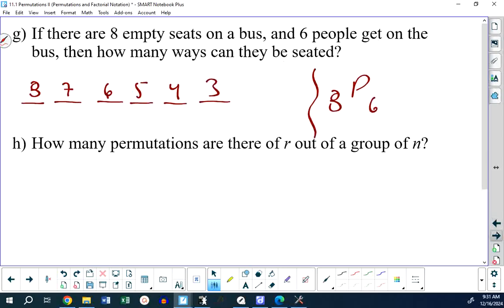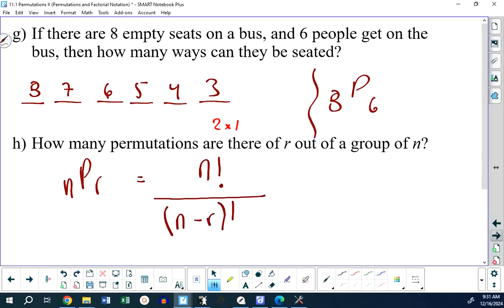When we go to this one, let me get rid of this now. This does not include 2 times 1, which is 2 factorial. And 2 happens to be 8 minus 6. So what does that tell us? If we wanted to know what nPr is, which is what question 8 is asking, it would be n factorial, but we do not want to include a factorial that's the difference between the 2 numbers. So we divide by that difference factorial, or the factorial of the difference. This is a formula. It's on your formula sheet.